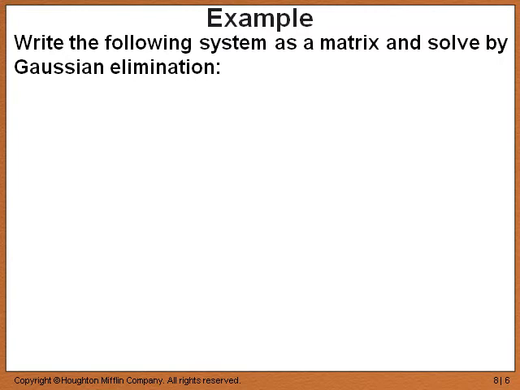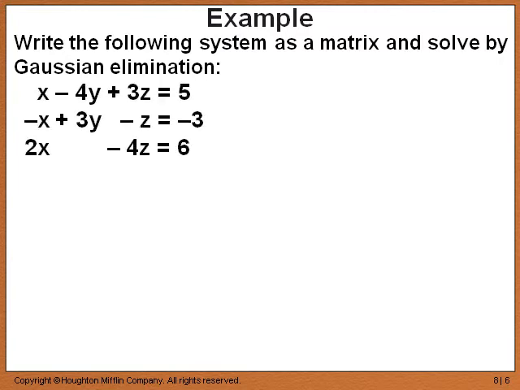Now we're going to solve a system of equations using a matrix. And this is one of the main reasons that we are learning about matrices, because they're very useful for solving systems. Now here's a system like what you have seen a lot in the last chapter, Chapter 7. And we see x minus 4y plus 3z equals 5, negative x plus 3y minus z equals negative 3, 2x minus 4z equals 6.